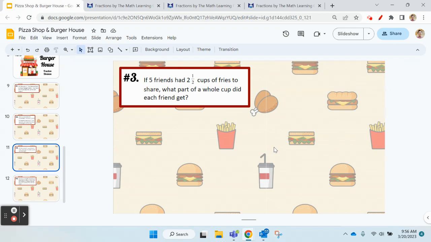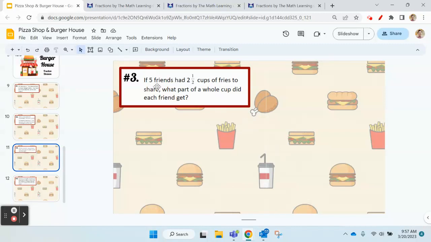If 5 friends have 2.5 cups of fries to share, what part of a whole cup did each friend get? Now for this one, we have to be careful. Are we doing 5 divided by 2.5 or 2.5 divided by 5? We are sharing our cups of fries. So we're going to take 2.5 and split our fries into little groups for each of our 5 friends. It wouldn't make sense for us to take 5 and divide. We can't divide our friends into 2.5 cups. We're splitting our fries with 5 friends. Okay, so 2.5 divided by 5.